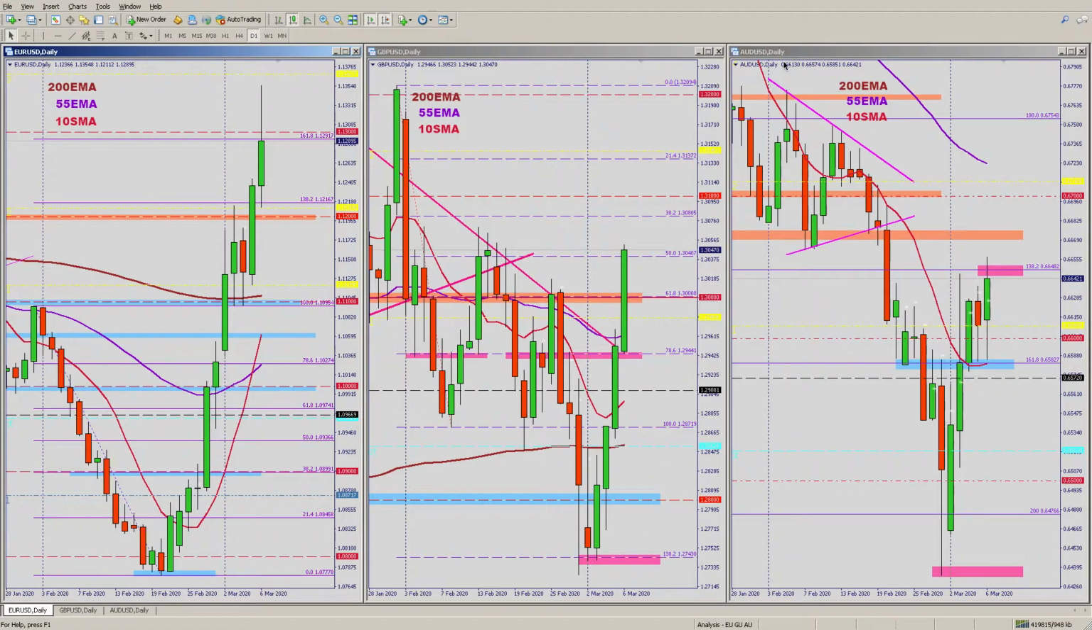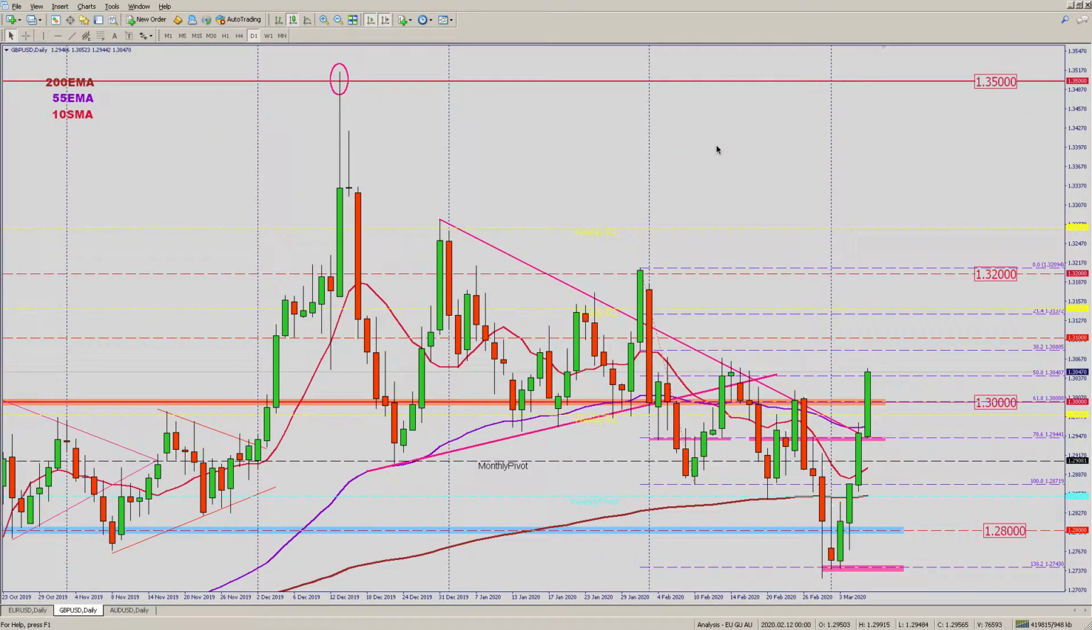And let's move on to the cable. Cable was strong after finding support at the low of the previous week, right at the 138 fib extension, and then it climbed back up successively all the way for the next 4 days until a strong move on Friday to close just above the 50% fib retracement, punching through the 130 key resistance level.